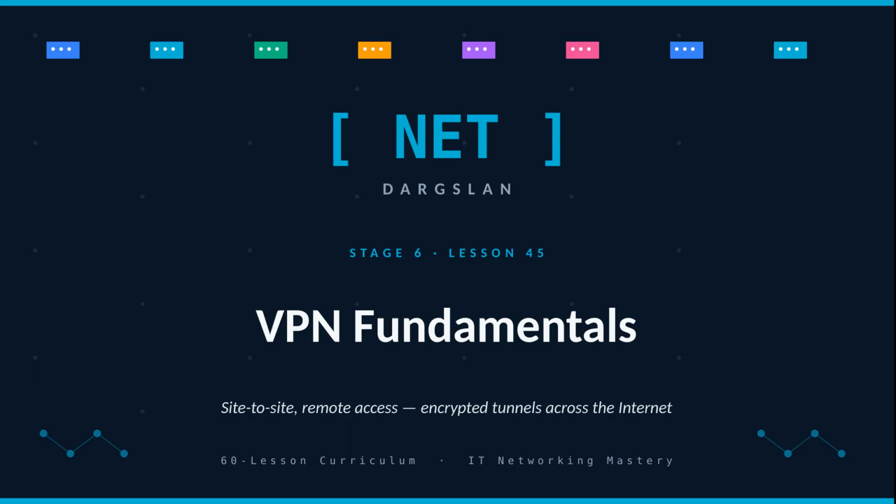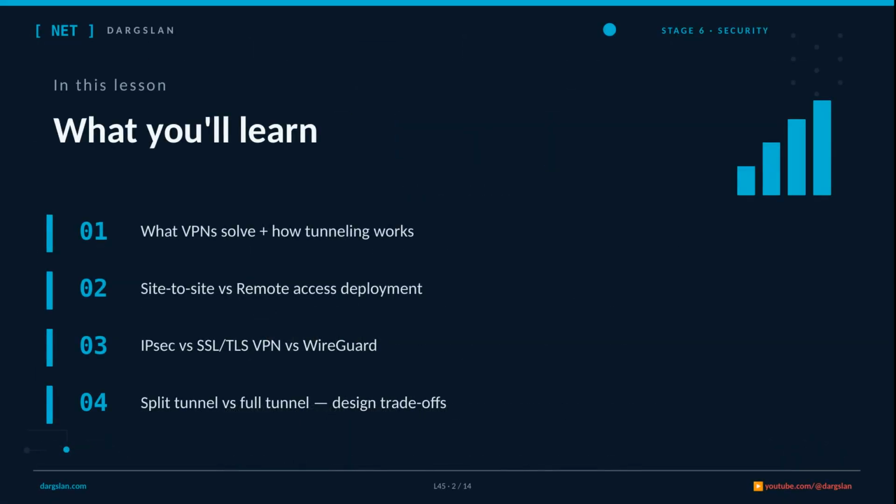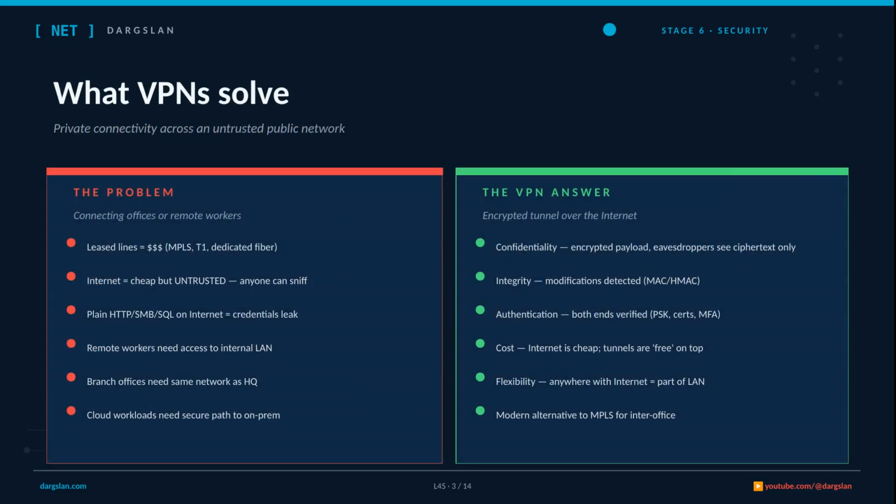Let's get into it. Here's the roadmap for our time together. We'll start with the core problem VPNs were built to solve and demystify how tunneling actually moves your packets across hostile networks. From there, we'll contrast the two big deployment models, site to site for connecting offices and remote access for individual users. Then we'll compare the heavyweights, IPsec, SSL/TLS VPNs, and the newer WireGuard. And we'll close on a practical design decision every architect faces, split tunnel versus full tunnel. So let's start with the core problem.